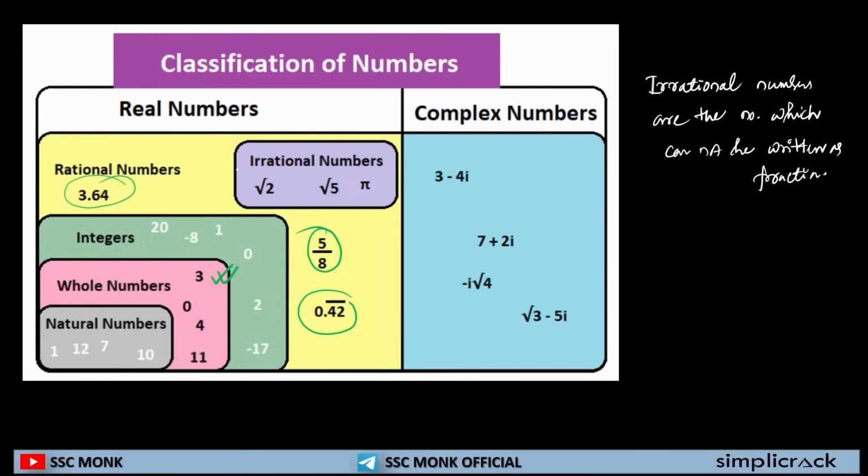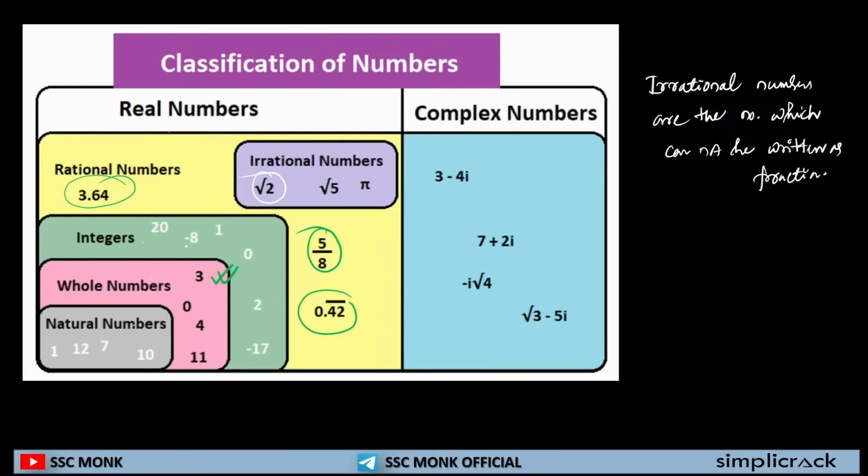Why? See, root 2 is an irrational number. This cannot be a natural number. That is what you need to understand. But the opposite is true. All natural numbers are real numbers. All whole numbers are real numbers. All natural numbers are whole numbers. Not the opposite. Got it?